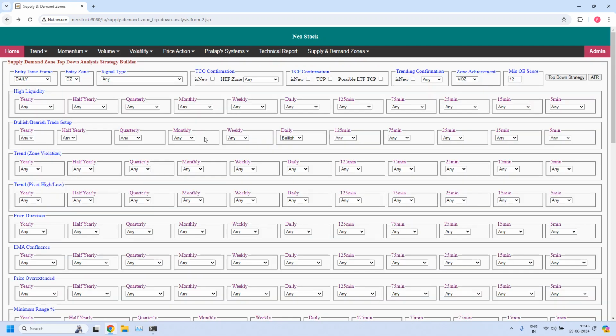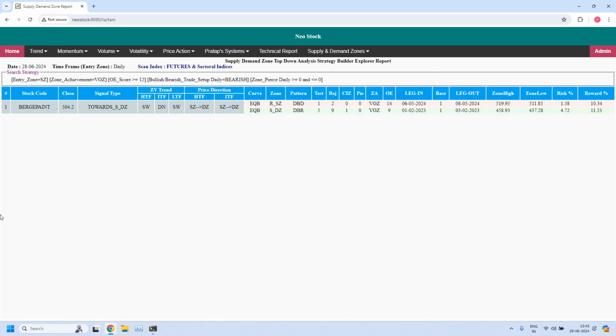Okay, going back. Now let us generate bearish trade setup for monthly income trade. Entry time frame is daily. For bearish trade setup, entry zone is supply zone. And also in bullish or bearish trade setup at daily, selecting the value bearish. And the 3 filters remain same. And now we generated the report. 1 stock is filtered. Currently it is supporting bearish trade setup.